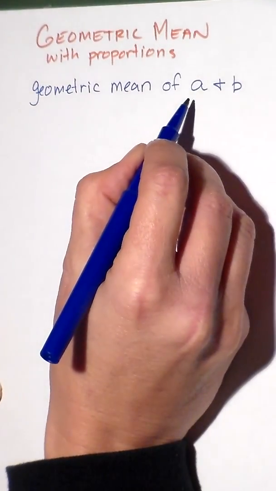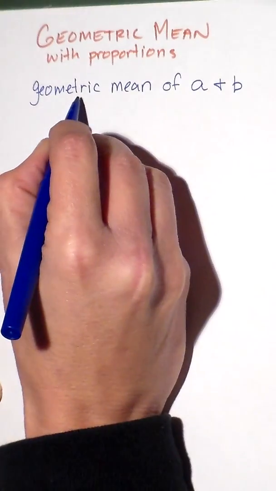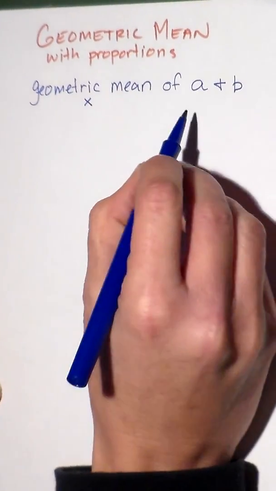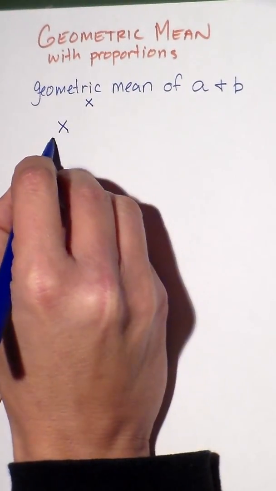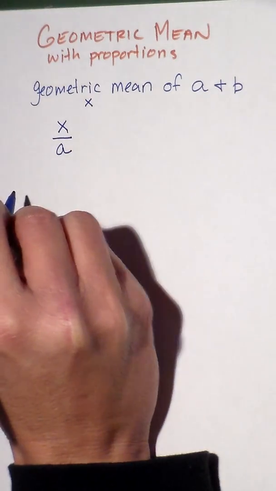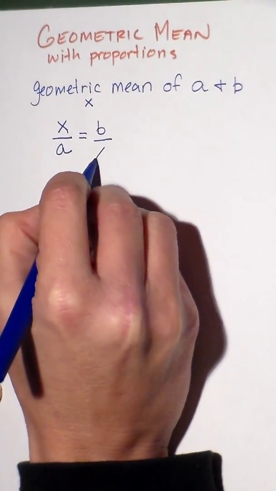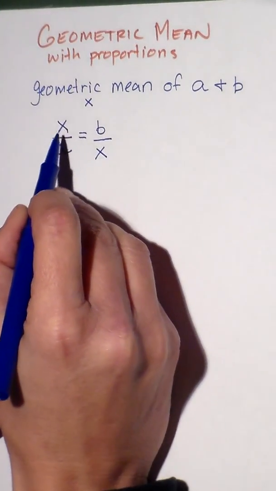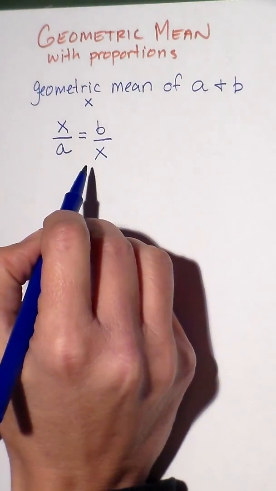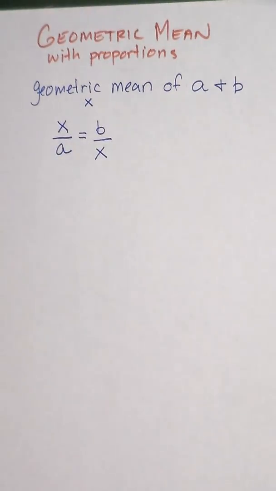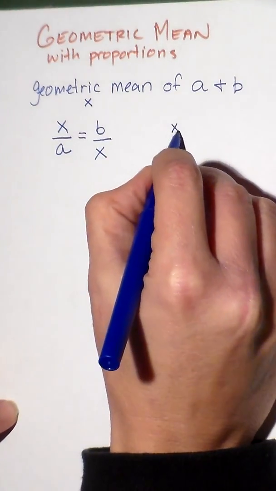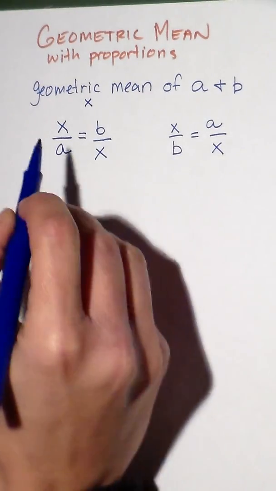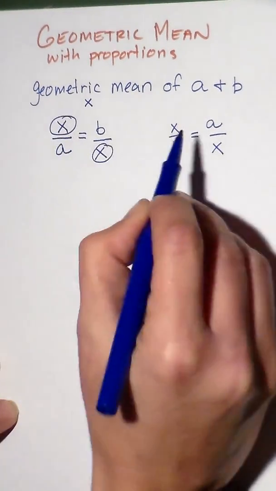So what value, and my geometric mean, I'm going to call that X, what value could X be so that I can set up X as the numerator of one fraction and the denominator of the other and create two equal ratios? Now, you can say X over A equals B over X, or you could, if you want to, say X over B equals A over X. Either way, this X is your geometric mean.